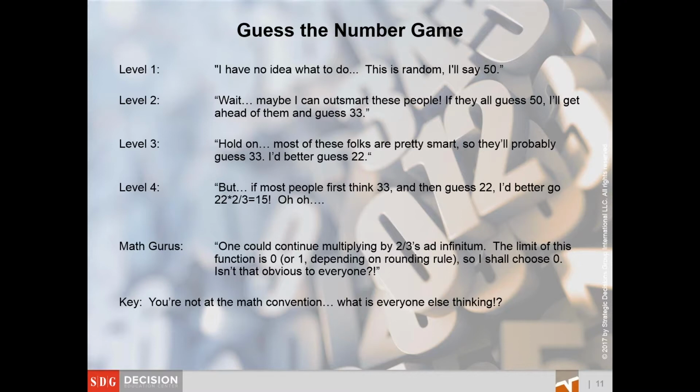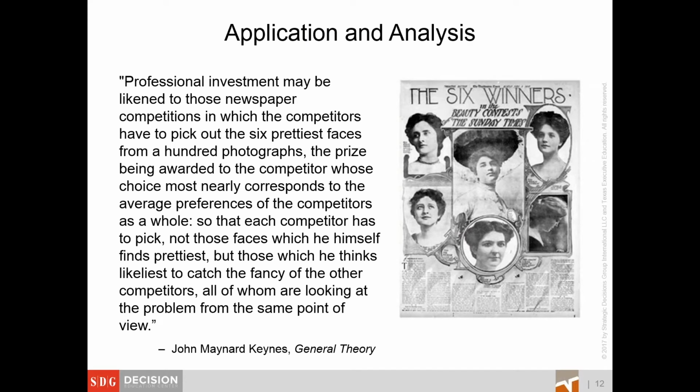Now, I'm trying to make some choices here. What is this application? How does this fit in the real world? So let me show you an interesting little example of this. John Maynard Keynes, pretty famous economist, right? John Maynard Keynes talked about professional investments, and he compared it to newspaper competitions, some old competitions where people had to pick out the 6 prettiest faces from 100 photos. But the goal was not to pick the 6 that you thought were the prettiest, but instead to pick the 6 that you thought everyone else would see as the prettiest.